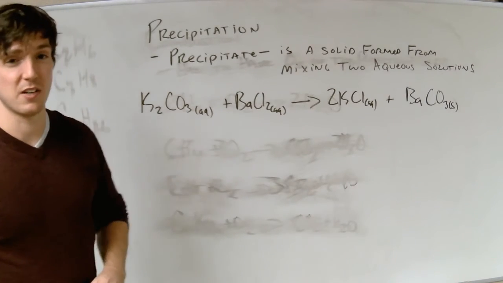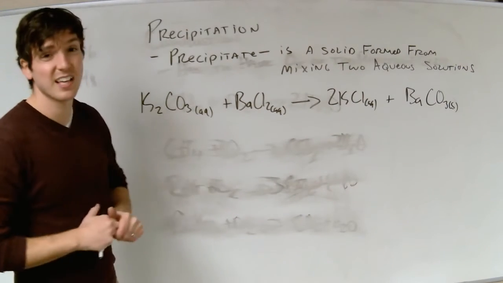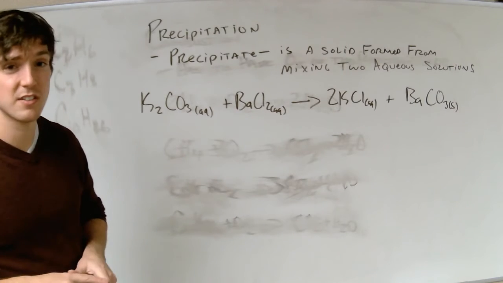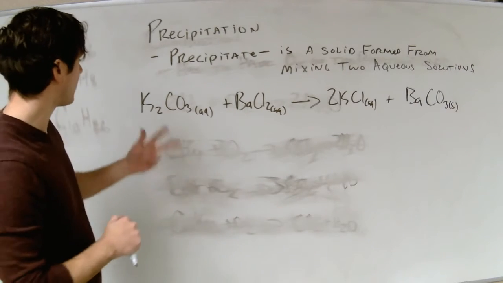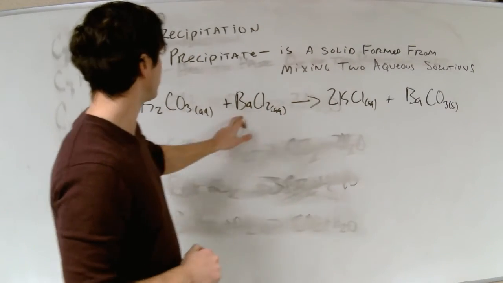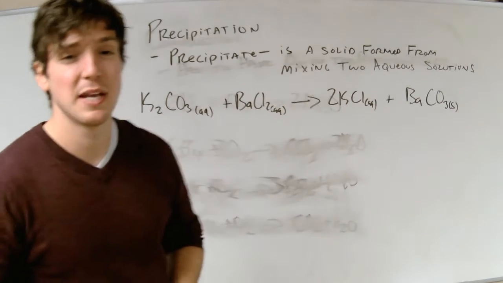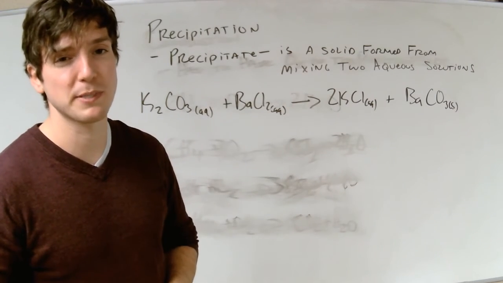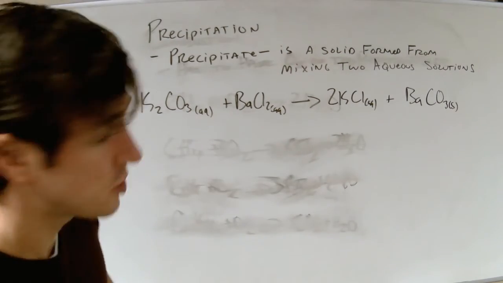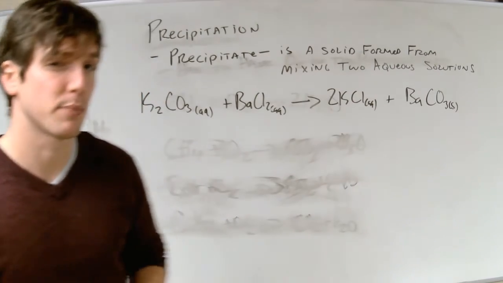What else could this be classification-wise? You are going to see that some of these have common similarities. But here you could see that they actually swapped partners. The Cl went with the K, the CO3 went with the Ba. This is also a double replacement reaction. Pretty much most precipitation reactions are also double replacement reactions. So 2 aqueous solutions coming together, making a solid, that is a precipitate.